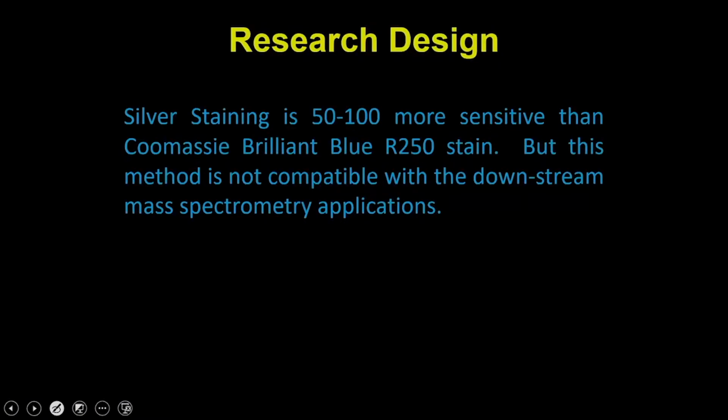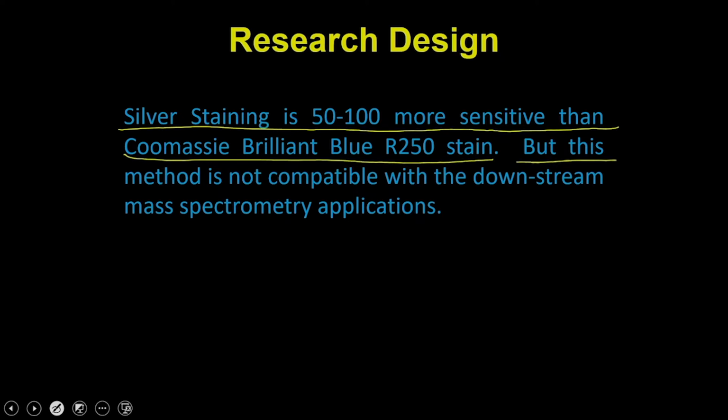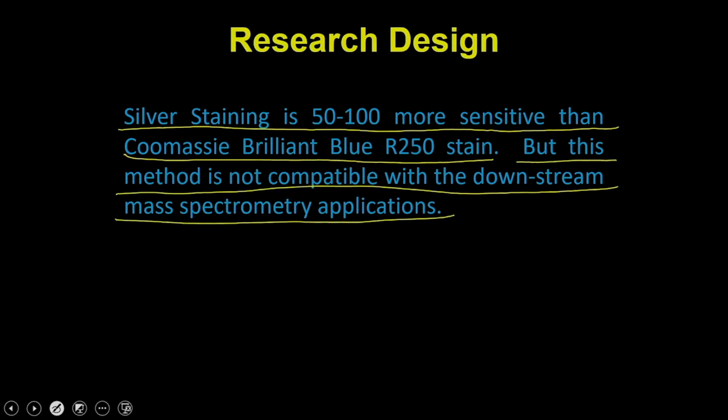Silver staining is 5 to 100 times more sensitive than the Coomassie Brilliant Blue R250 stain, but this method is not compatible with downstream mass spectrometry applications.